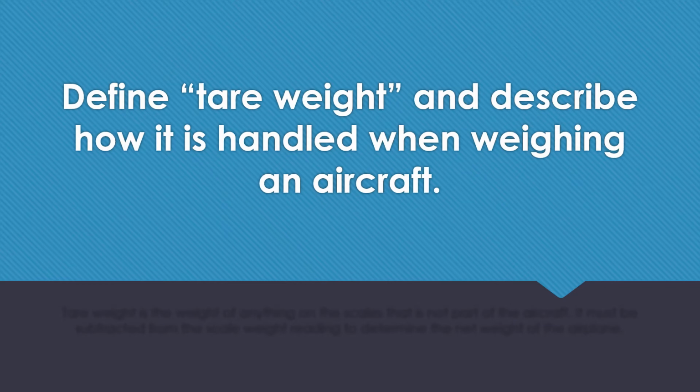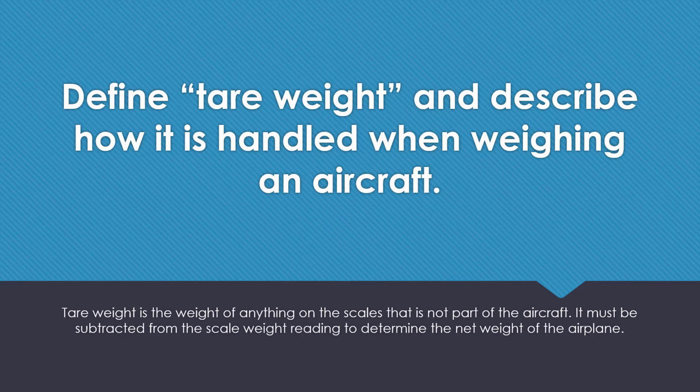Define tare weight and describe how it is handled when weighing an aircraft. Tare weight is the weight of anything on the scales that is not part of the aircraft. It must be subtracted from the scale weight reading to determine the net weight of the airplane.